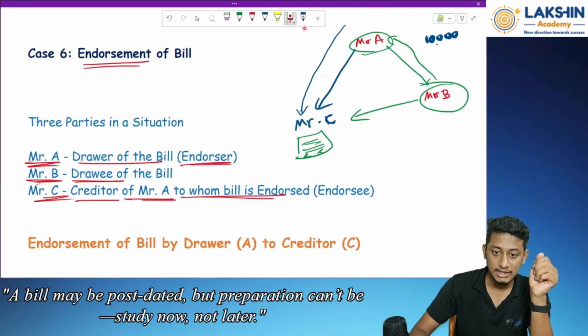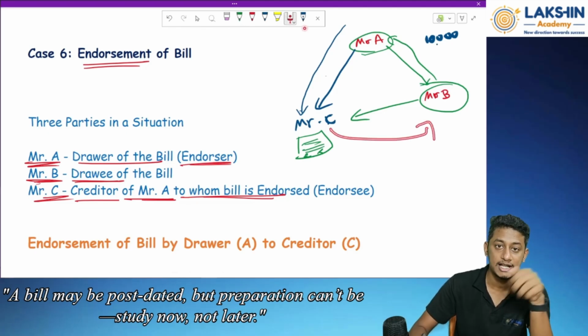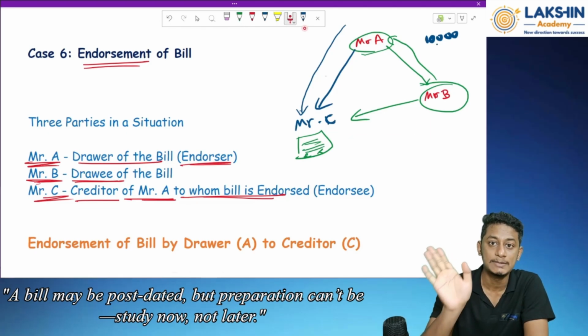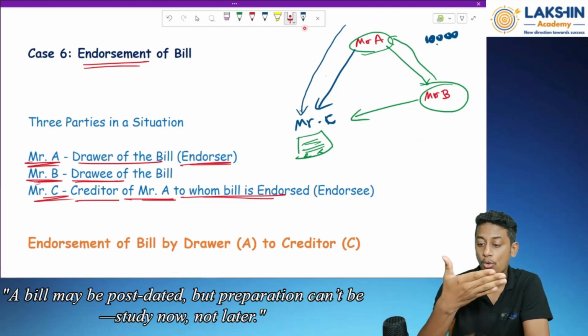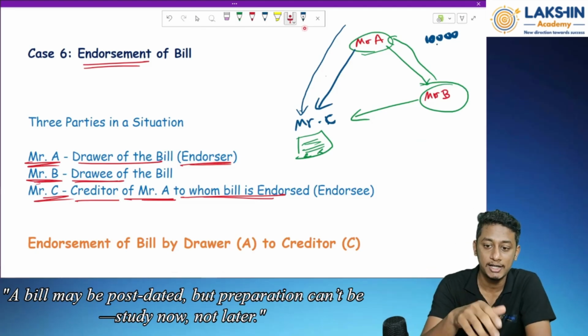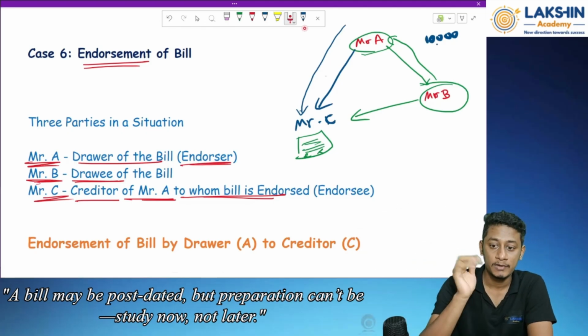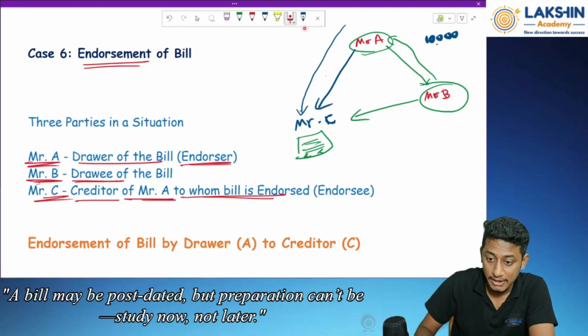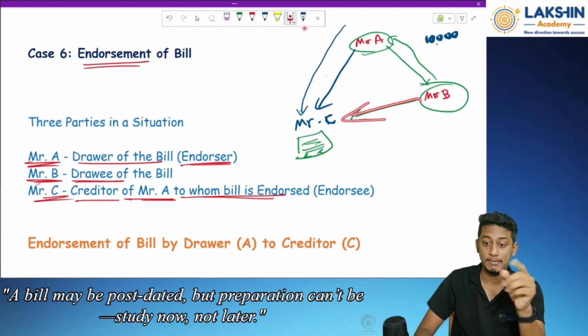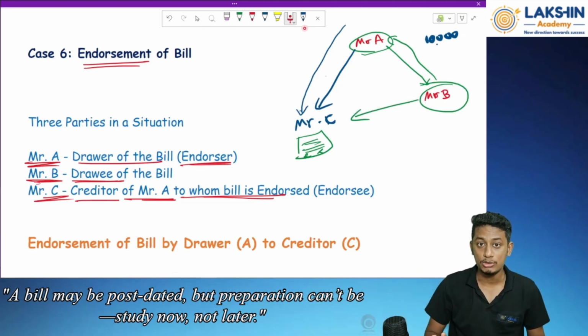So Mr. C on the due date will go to Mr. B and say, see, Mr. A has given me the bill, please make the payment. Mr. B will look at the bill. Oh yeah, I only have signed the bill, right? So take the payment. So Mr. B will pay whom? Mr. C and not Mr. A. Mr. A is no more in the picture.